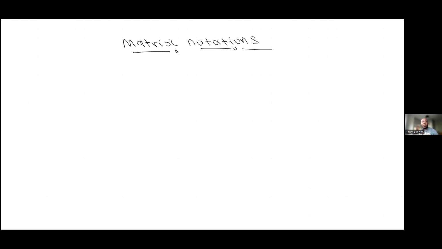So we'll be talking about matrix notations today. We're going to talk about how we represent matrices, okay? The reason we're going to do this is that we have to make sure that we all understand the matrix notation before we go into the addition, subtraction, multiplication, and the rest of it.